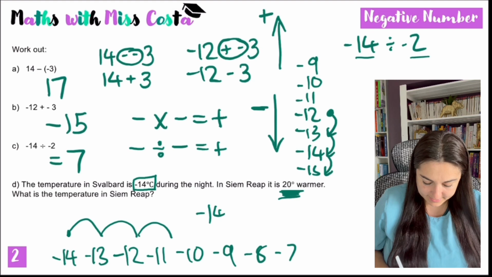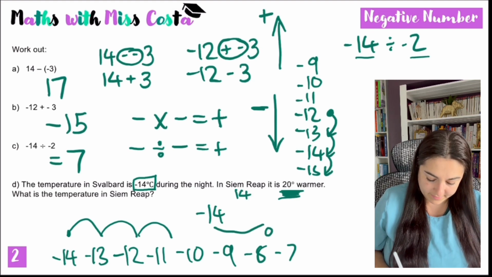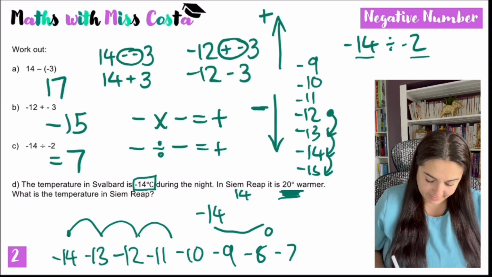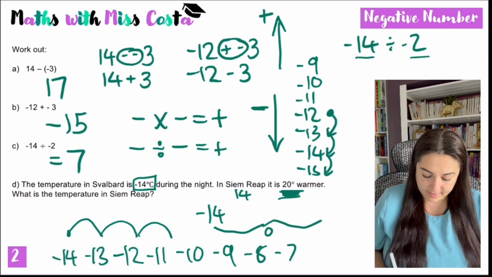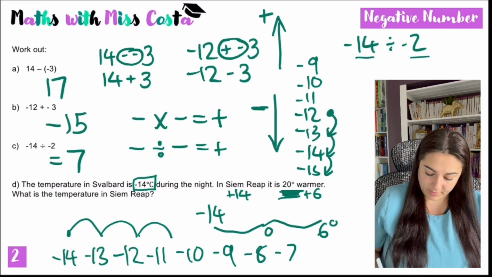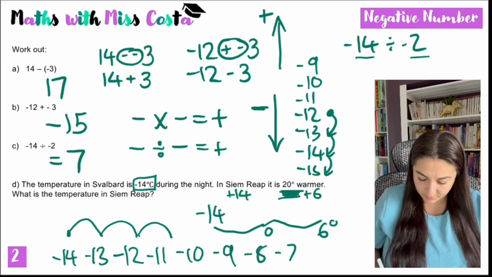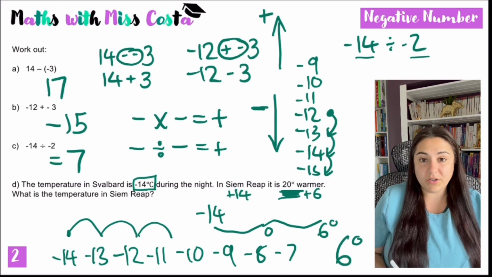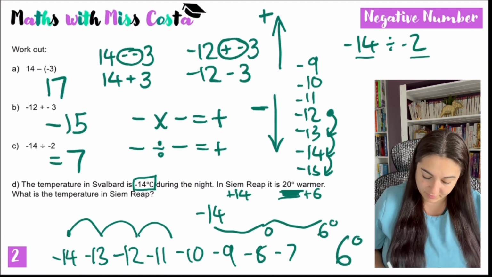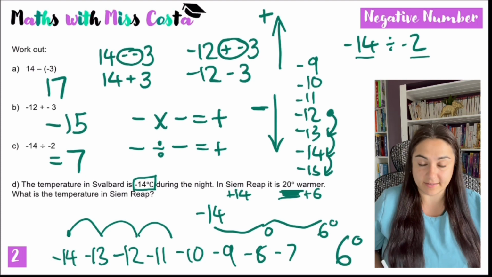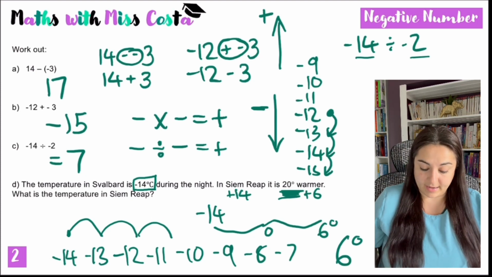negative 14 to 0. So let's just do it in jumps. Well, that would be 14. Okay, so I've added 14 degrees. And then what would I need to do to get to 20? I need to add another 6 degrees. So in Siem Reap, it would be 6 degrees. Okay, so you could either do a number line and write it all out, or you could do it in incremental jumps. So how do you get to 0? And from 0, how do you get to an addition of 20?